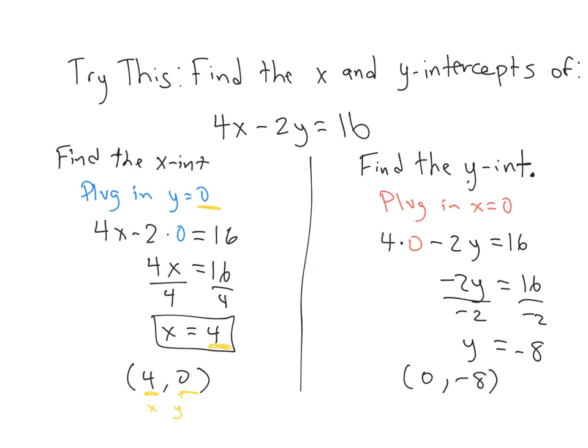All right, let's take a look at this one. We can plug in x equals 0. 4 times 0 minus 2y on the left-hand side makes a negative 2y equal to 16. Divide both sides by negative 2. 16 divided by negative 2 on the right makes a negative 8. So we're left with y equals negative 8. So then the point is 0 for x and negative 8 for y. And again, that 0 is coming from plugging in x equals 0. That negative 8 comes from solving for y.